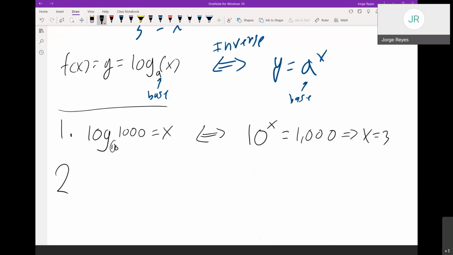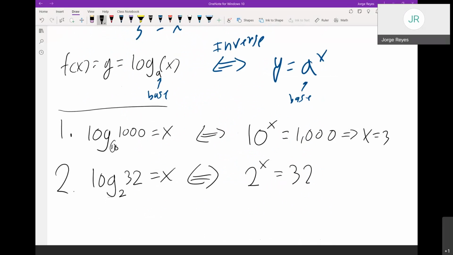Let's do another example. Log base 2 of 32 equals x. Now I'm going to translate. The base is 2, and then these just kind of flip on the other sides of the equal sign. Like this moves up, and these switch places. At least that's how I remember it. But then you're like, 2 to what power is 32? And then hopefully you're like, oh, it's 5.